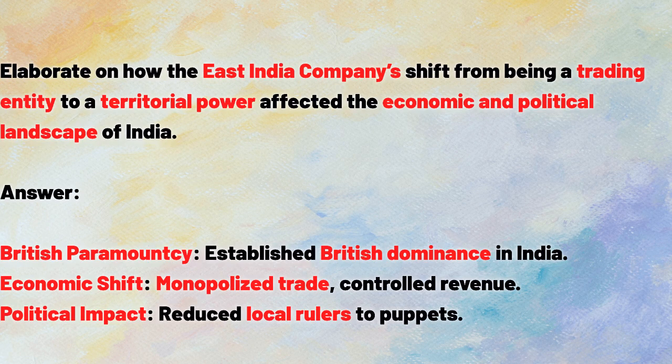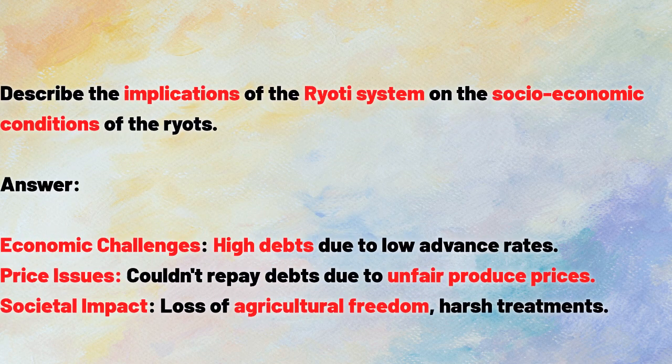Answer: British paramountcy, established British dominance in India. Economic shift, monopolized trade, controlled revenue. Political impact, reduced local rulers to puppets. Describe the implications of the Ryoti system on the socio-economic conditions of the ryots.